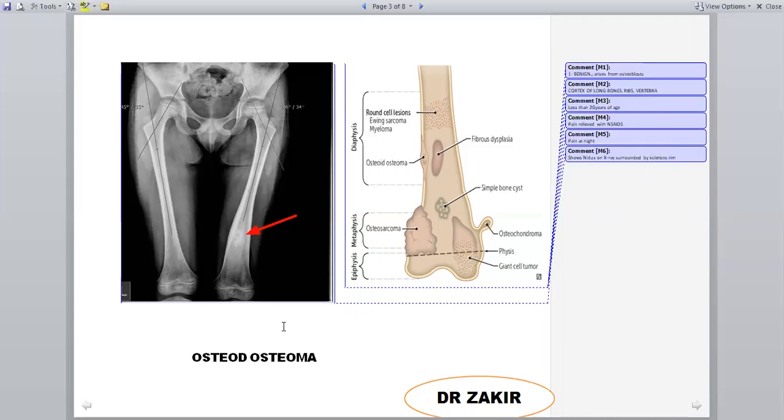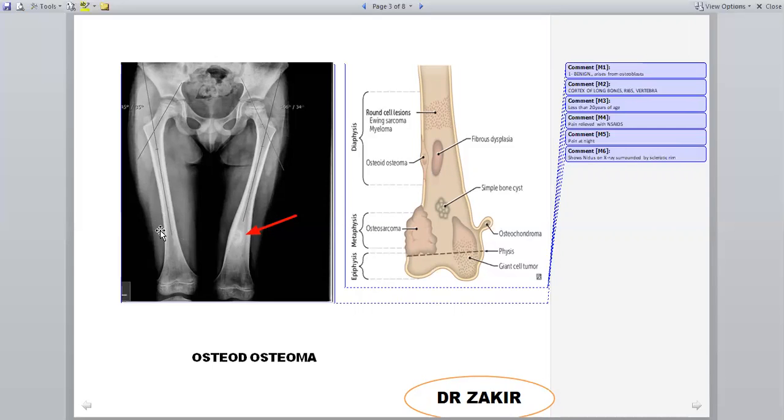The main thing, or we can say the characteristic feature of osteoid osteoma, is pain at night. The individuals who have osteoid osteoma will complain about pain at night, followed by relief by analgesics in the name of non-steroidal anti-inflammatory drugs. So very important to know: pain at night relieved by NSAIDs, less than age of 20, go for osteoid osteoma.